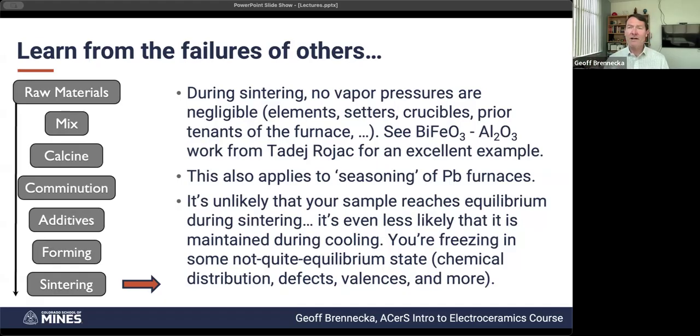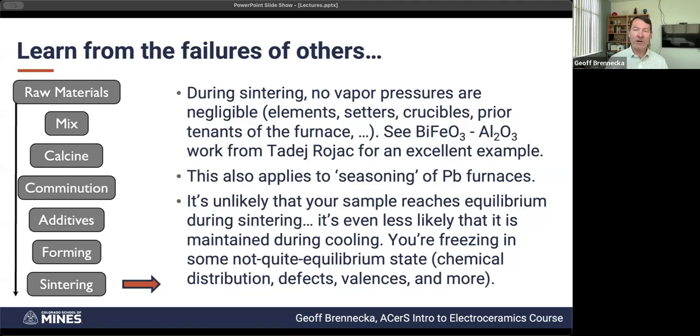The crucibles, we use alumina crucibles, zirconia crucibles, because they're not reactive. Well, they're not reactive. They're just less reactive than the other options. And so a great example is from Tadej Rojac from the Jožef Stefan Institute. For years, people have been studying bismuth ferrite and struggling with getting single phase bismuth ferrite to form, because it always wants to form an iron rich secondary phase that people just could not get rid of no matter what they did.